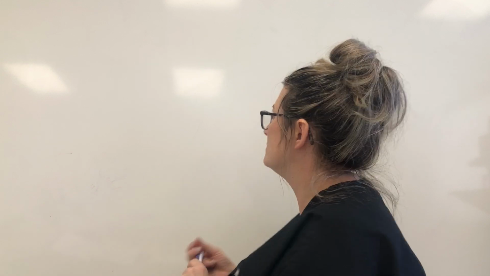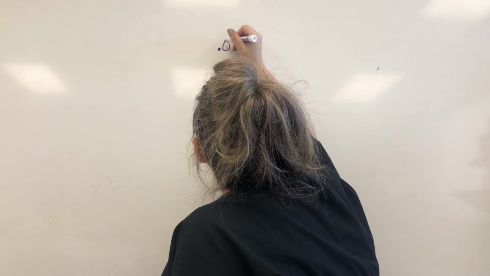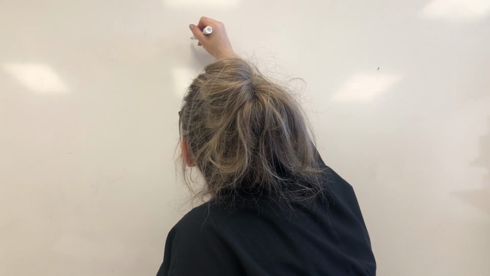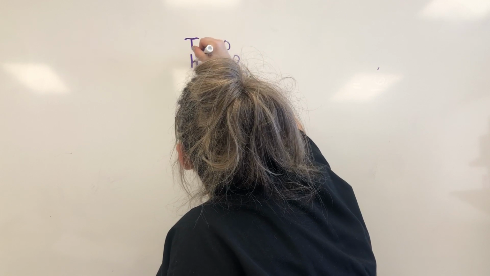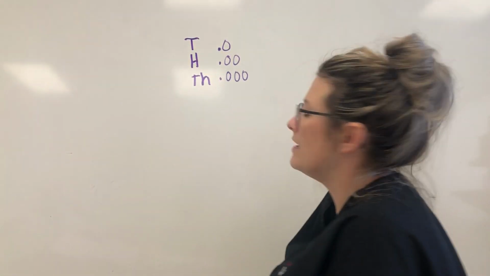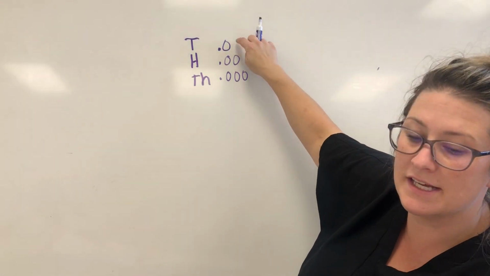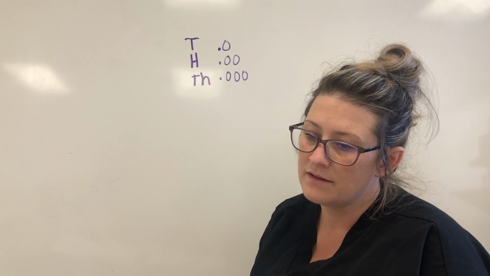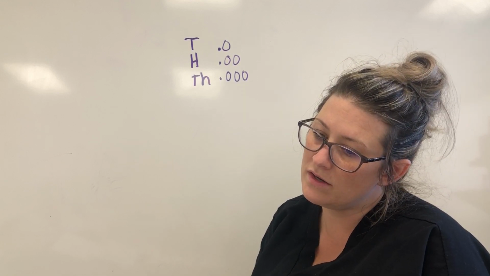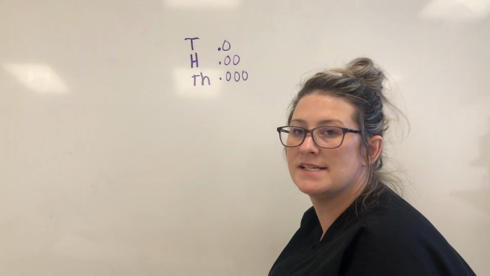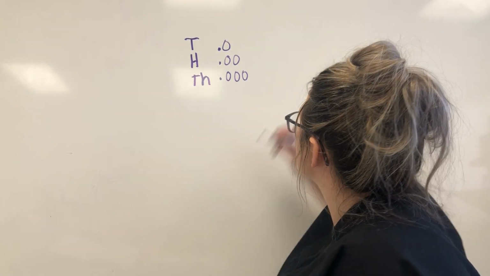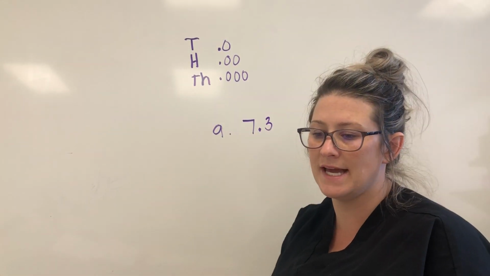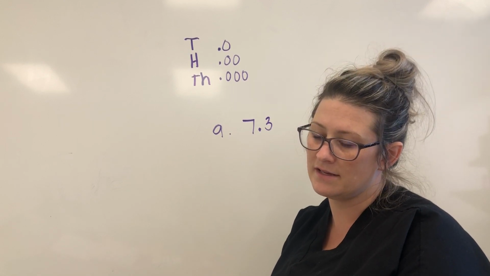Let me write a little 0.0, 0.00, 0.000. You don't have to write these, but this is tenths, hundredths, and thousandths. Okay? So if I only have 1 number after the decimal here, then I know I'm in tenths. So here's what you should have when I say 7 and 3/10. You should have 7.3. 7 and 3/10. All right.